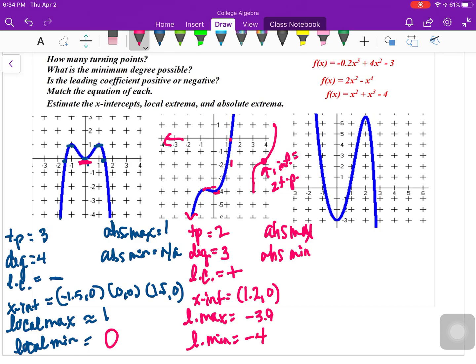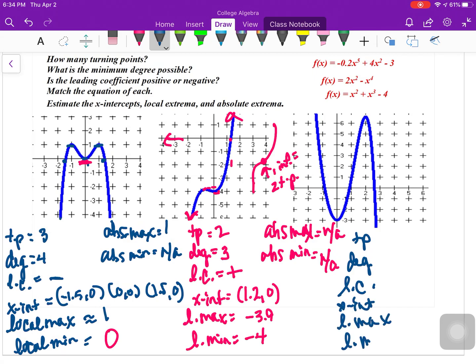Local min is just right there, looks like at about negative 4. Absolute max, not applicable. It goes off the graph. Absolute min, also not applicable, because it goes off the graph. And then let's get this last one, and then we'll match the equations. Turning points, degree, leading coefficient, x-intercepts, local max, local min, absolute max, and absolute min.